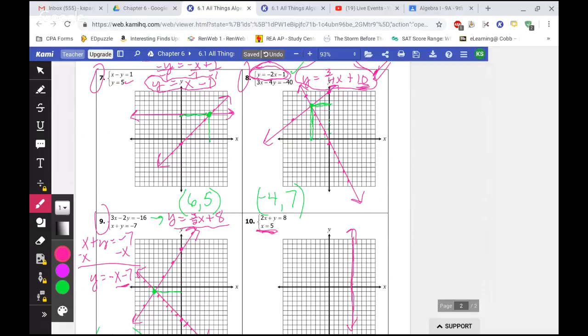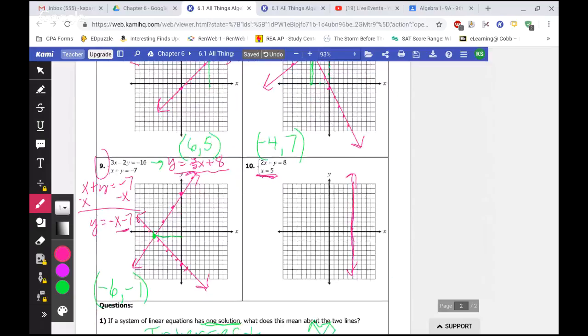Does that make sense? Every single x, no matter what the y is, is going to be 5. So that makes it a vertical line running through the x coordinate of 5 the whole way through. So there's one line drawn for you for 10. But that gives you 3 problems to try to graph.